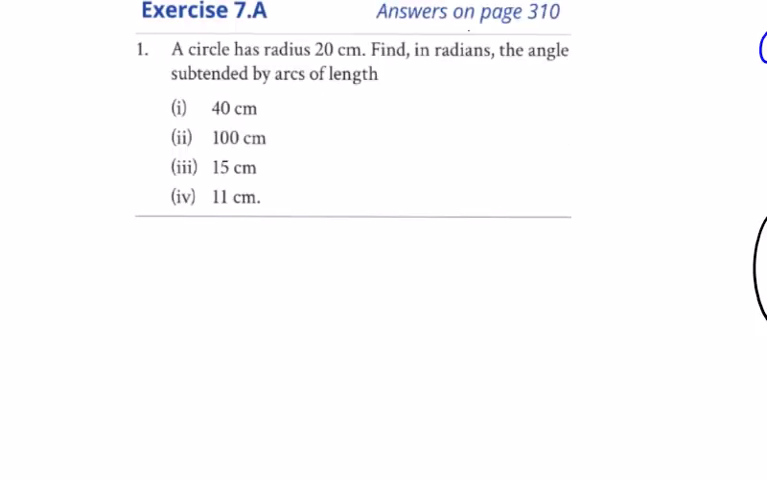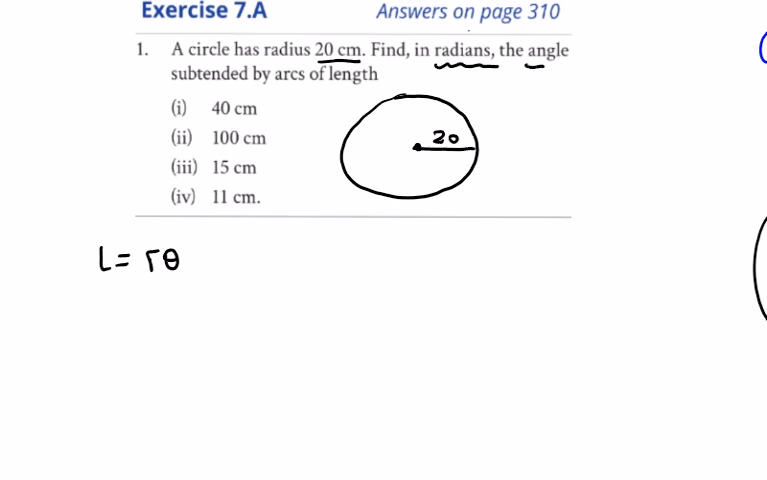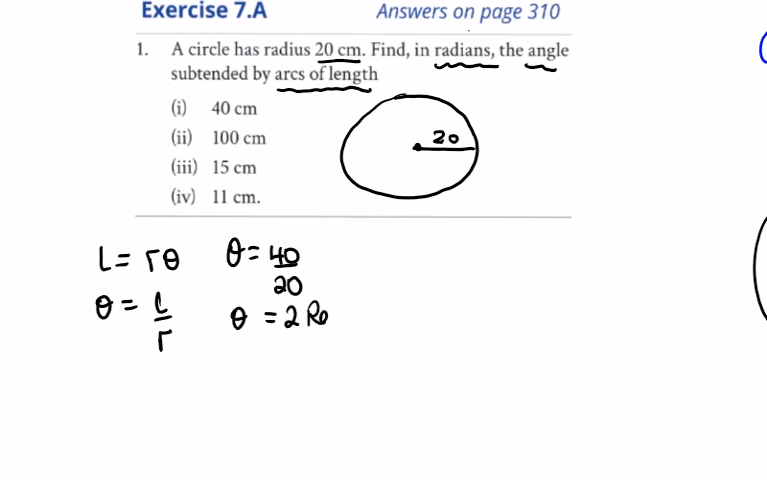So they're giving us the same circle, and we're just asked to find in radians the angle. So we have here a circle with a radius of 20 from the question, 20 centimeters. The length of the arc is equal to r theta. So if we're looking for the angle in radians, we want theta is equal to the length of the arc over the radius. And we're subtended by arcs of length here, 40 centimeters. Theta will be equal to 40 divided by 20. So theta will be equal to 2 radians.